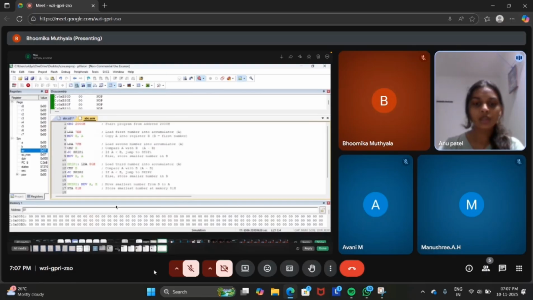The disassembly window shows the instruction by instruction execution. The registers panel shows the A, B, SP, and PC values. The memory window confirms that 81H holds 10H, verifying correct program execution.